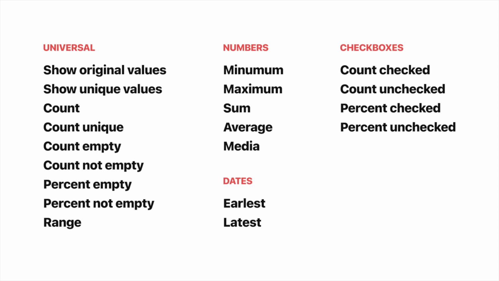And then specific to numbers, you can display the minimum number, the maximum. You can sum them, as we saw with the expenses. You can average them, and you can display the median. For dates, you can display the earliest and latest dates. And then when you retrieve checkboxes, you can count the number that are checked. You can count the number that is unchecked. You can show the percent checked and the percent unchecked.